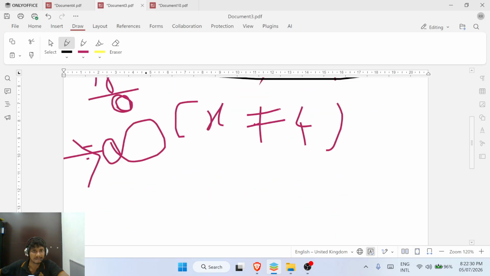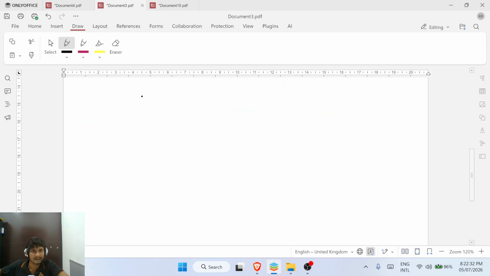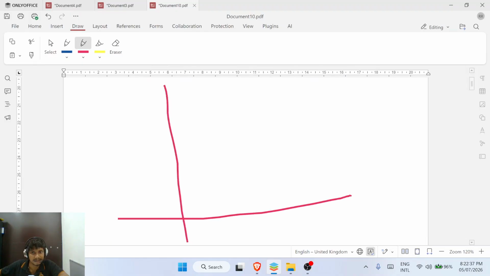How to find it? What is a one to one function? For example, okay, there is a graph. This is the graph. This is x. This is f of x.